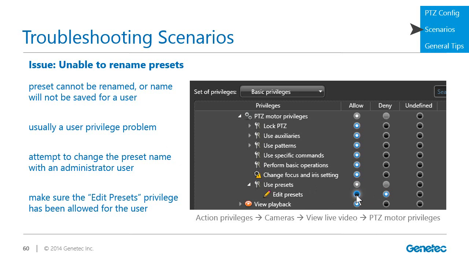So in this case, this is our problem, and we have it set to deny, so we need to switch that over. Now you can find the PTZ motor privileges under action privileges, cameras, view live video, and then you'll get to the section we have here.